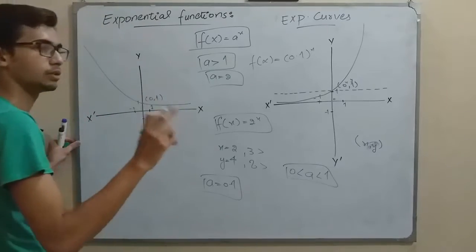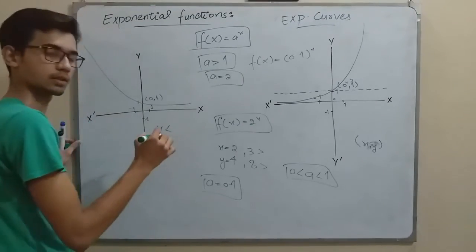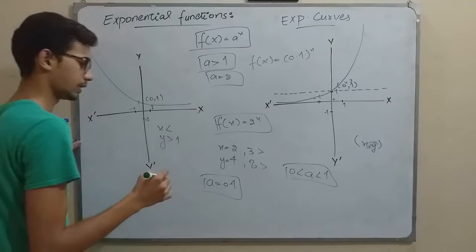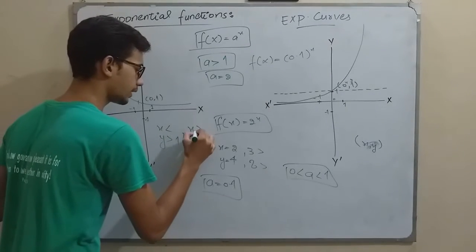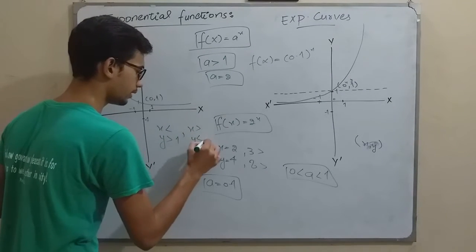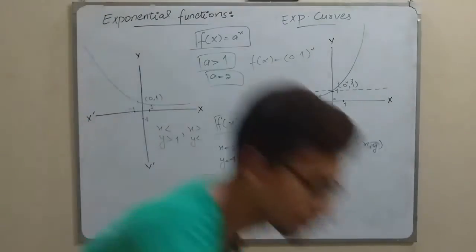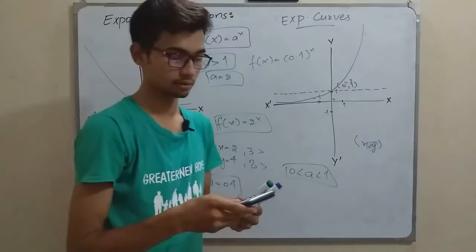Now if the value of x decreases, then the value of y will increase, and if the value of x increases, the value of y will automatically decrease. Well, if you have a scientific calculator, you can check this out.